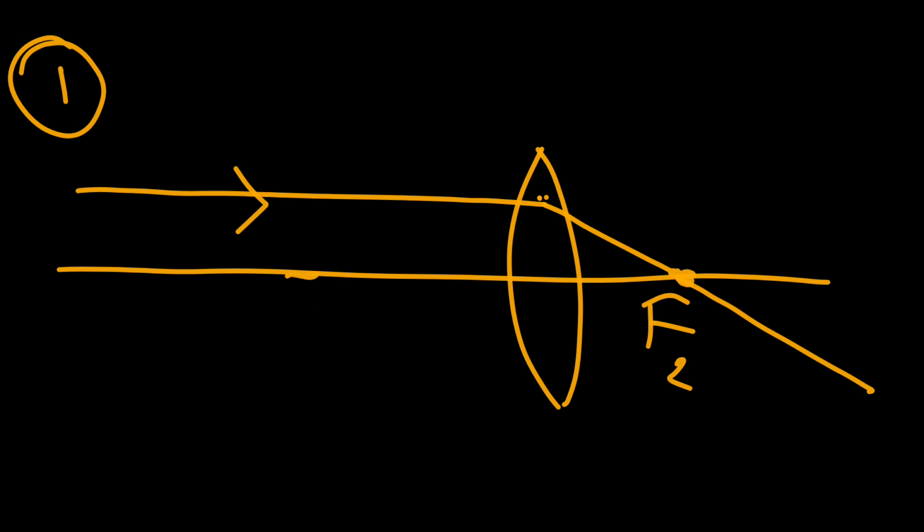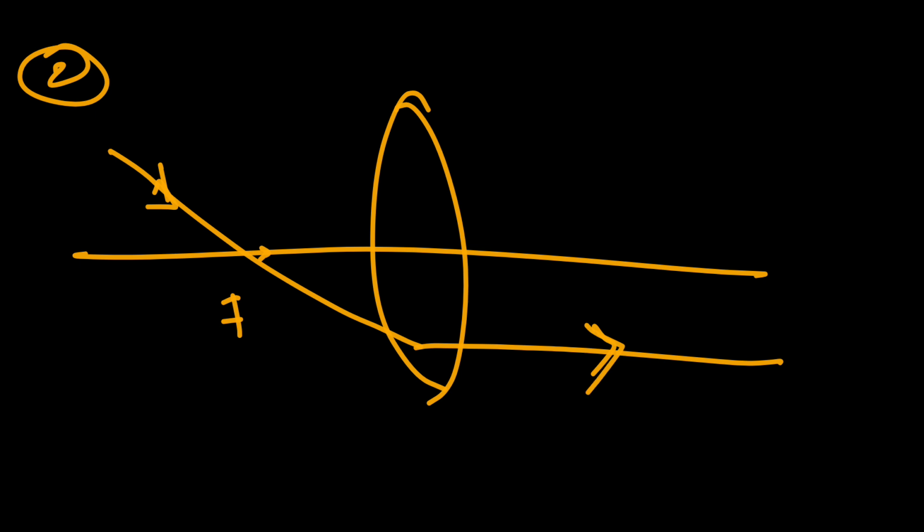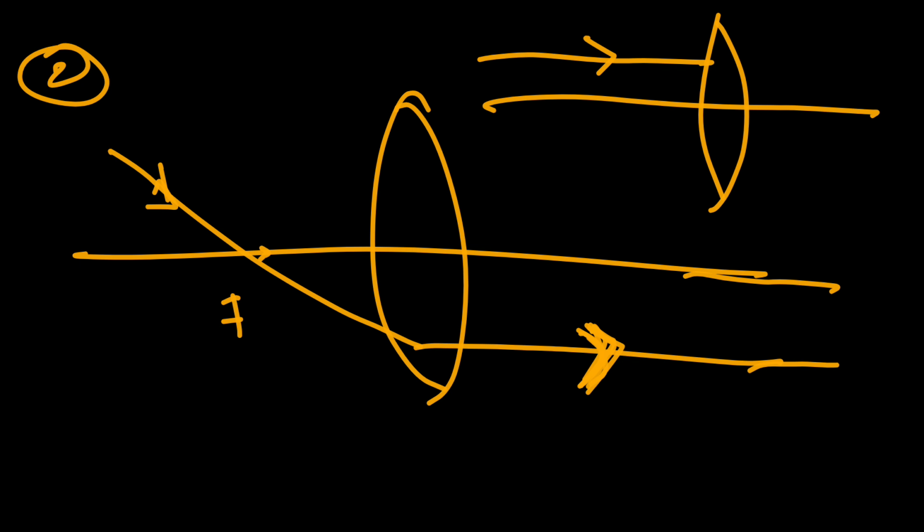So, a parallel ray: if a light ray is parallel to the principal axis, after refraction it passes through the focus. This is rule number one. Rule number two: when a light ray passes through the focus, after refraction it passes into the other medium parallel to the principal axis. Right? In the first situation, a ray parallel to the principal axis passes through the focus after refraction. In the second situation, if it goes to the focus, it passes parallel to the principal axis.